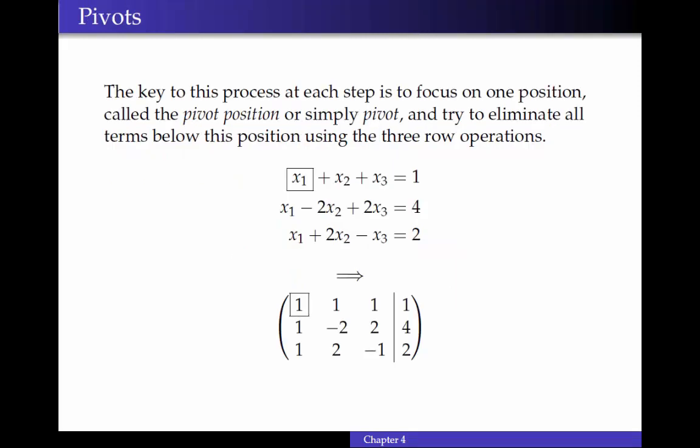So the key to this process at each step is to focus on one position. We're going to call this the pivot position, or simply call it the pivot. And we're going to try to eliminate all terms below this position using three row operations. So in our augmented matrix, we'll start always at the top left-hand corner. And this is exactly what we did when we had the system of equations written out previously. We kept the variable in the first equation and then used it to eliminate that same variable in the subsequent equations.